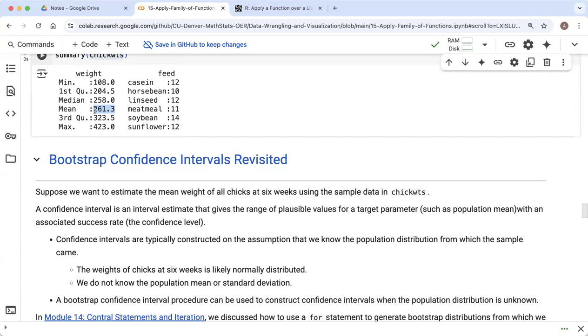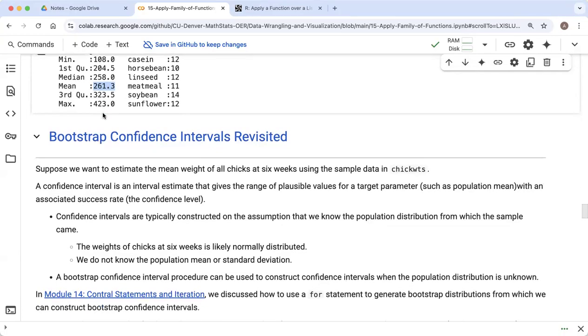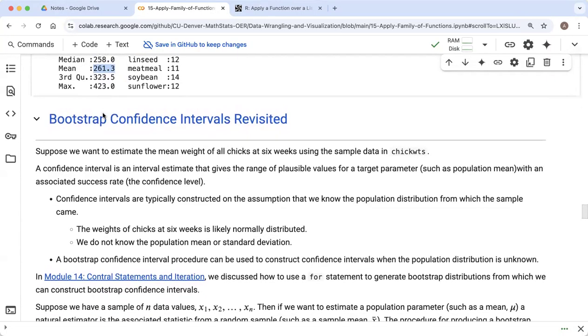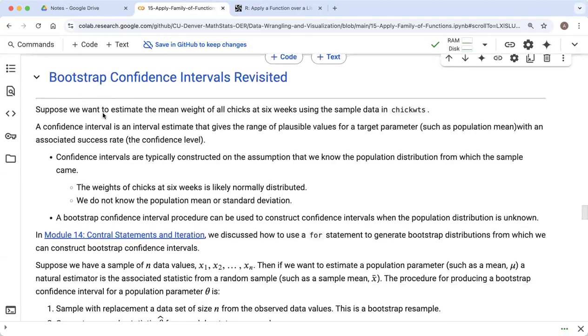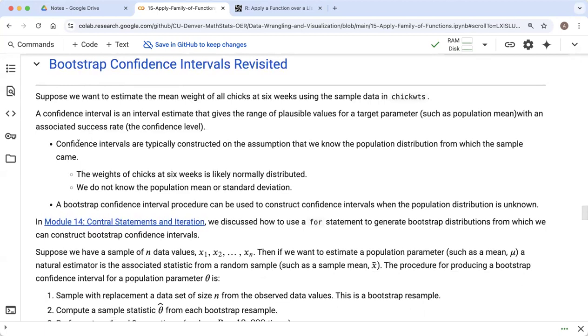If my sample was picked randomly, then I should expect that the characteristics of my sample should resemble the characteristics of the population, and probably the population mean is somewhere around 261 plus or minus some margin of error. And so we can use bootstrapping and bootstrap distributions to figure out what is a reasonable margin of error to build into our estimate. We did take a look at that concept in much more detail in the previous module. But confidence intervals are the most commonly used interval estimate.